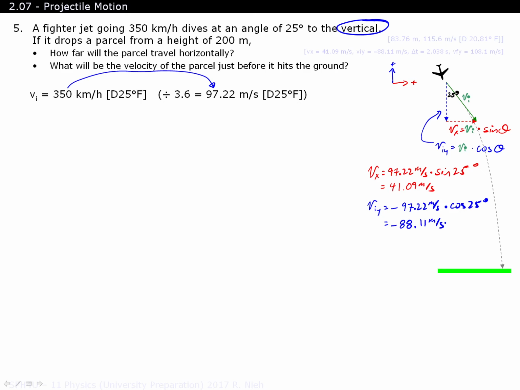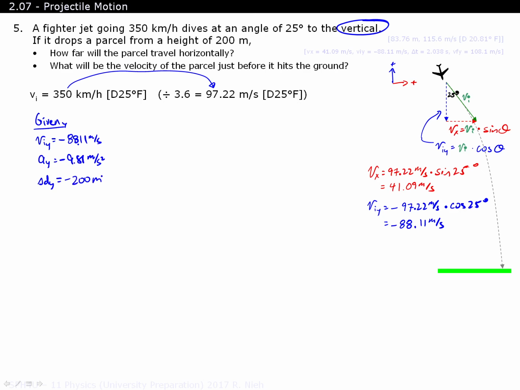Again, if it wasn't for the ground down below, this activity would just keep on going forever. So we know that this problem will end once it hits the ground. Being that case, we want to deal with the vertical dimension first. So we know that our Vi in the y dimension is equal to negative 88.11 meters per second. Our ay is also equal to negative 9.81 meters per second squared, and our delta dy, as it's fallen downwards, is negative 200 meters.